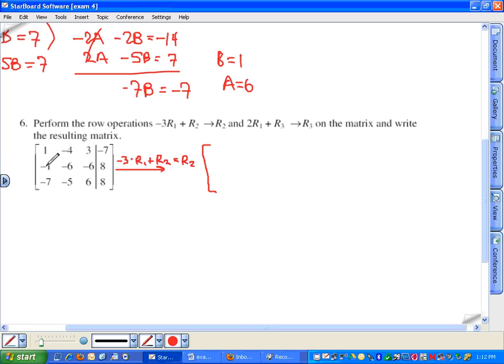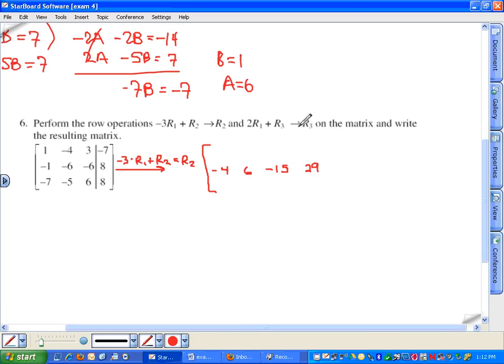So for each entry, we have to take -3 times row 1. That's going to change this 1 here to -3. So this is -3 added to -1, which makes that a -4. Here, -3 times -4 is 12. 12 plus -6 is 6. -3 times row 1 here changes to -9. -9 plus -6 is -15. And here, -3 times -7 is 21. 21 plus 8 is 29.